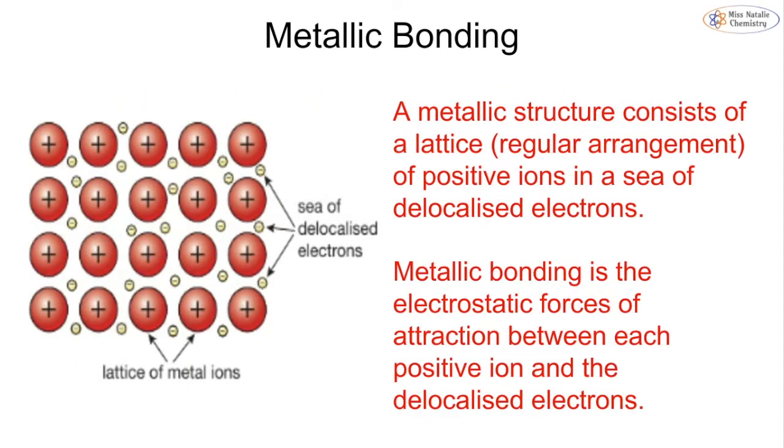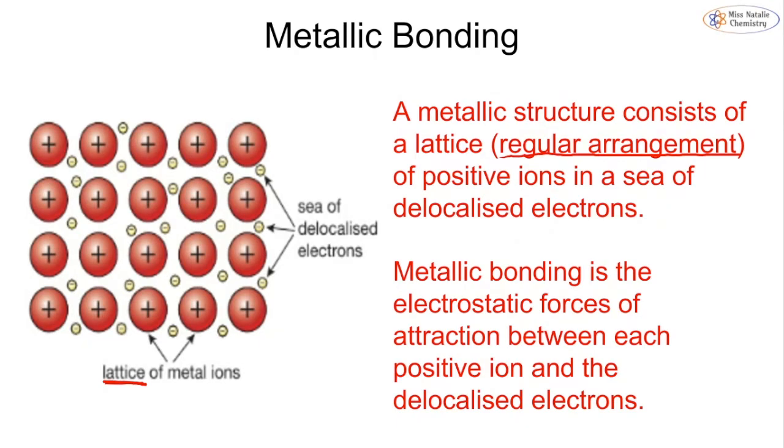We can show this in a 2D diagram like you see here. So we have our lattice of metal ions, and remember, a lattice simply means that it is a regular arrangement of positive ions. So we have our rows and our columns of ions, so you'll have seen a lattice in ionic bonding. And then these ions are surrounded by a sea of delocalized electrons.